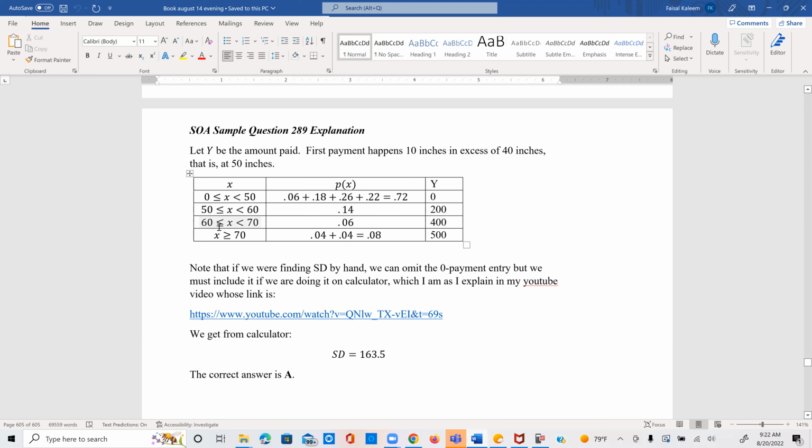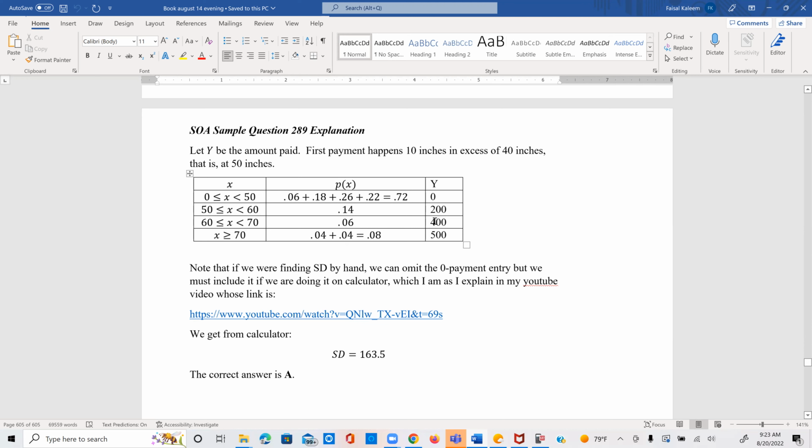And then once you go to the next interval, which is greater than or equal to 60 and less than 70, the probability of that is given to be 0.06. And now you get paid another 200. So the total would be 400, 200 for the 10 inches before and 200 for this much. And once x is greater than or equal to 70, the max payment is 400.